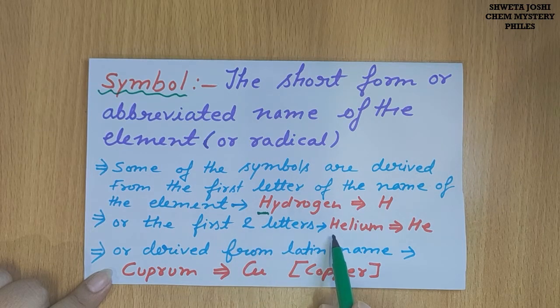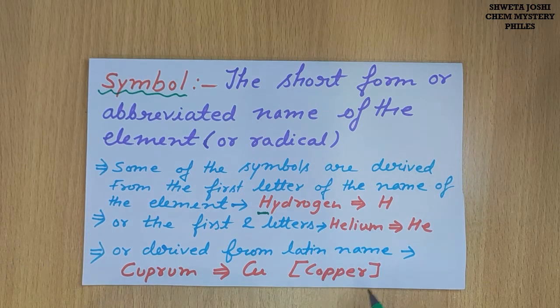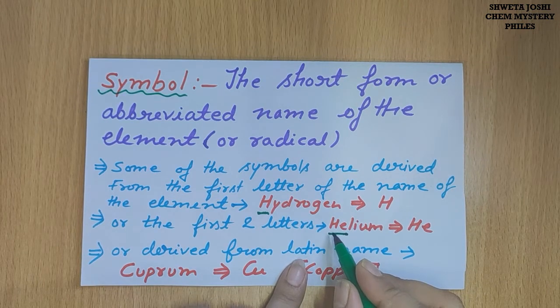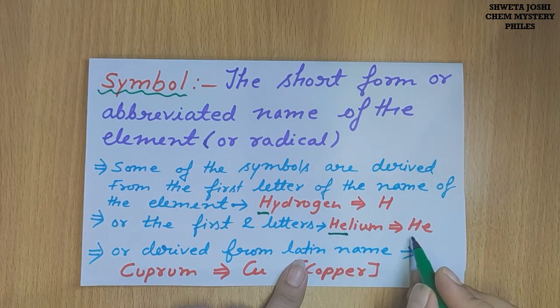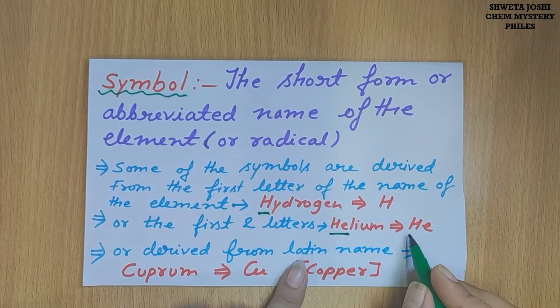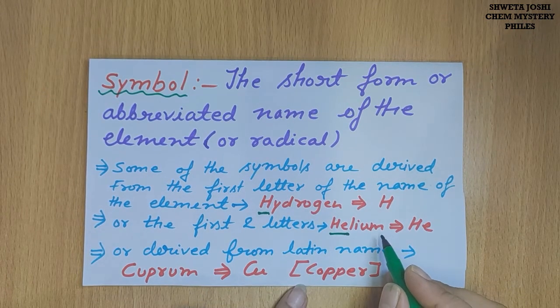Like for helium, we cannot take the first letter only. Why? Because H is already the symbol of hydrogen. So in place of taking only the first letter, we are going to take the first and second letter also. So in this case, the symbol is made up of the first and second letter. The first letter is written in capital, the second letter is written in small. So He is the symbol for helium.